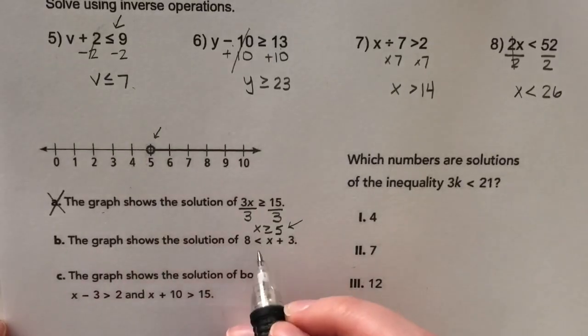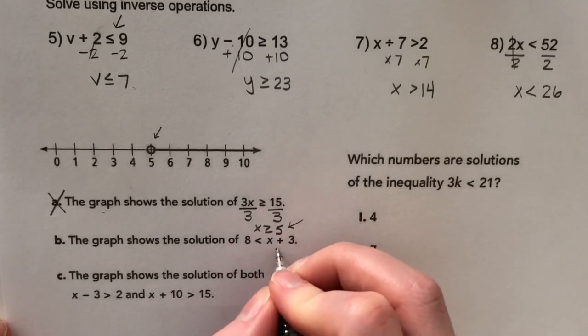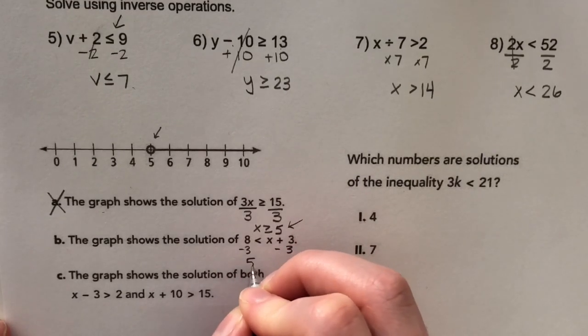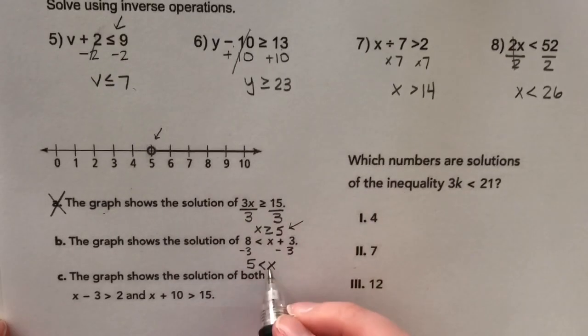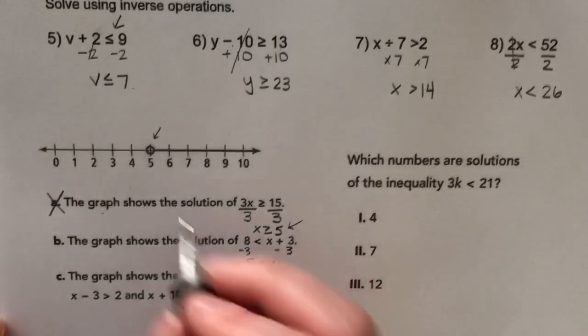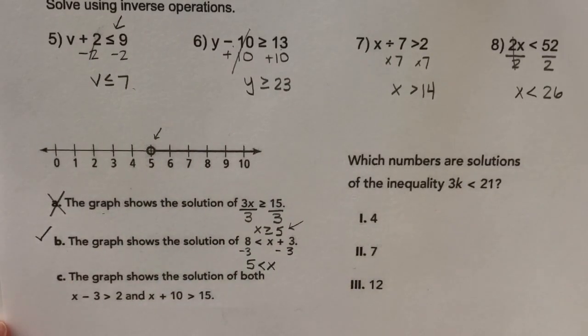Does the graph show the solution of x is less than, 8 is less than x plus 3? So let's just solve this real quick. I'm going to minus 3, minus 3. This looks to be true, right? It's opening up to the x. It says 5 is less than x, so x is greater than 5. Yes, that one does work.